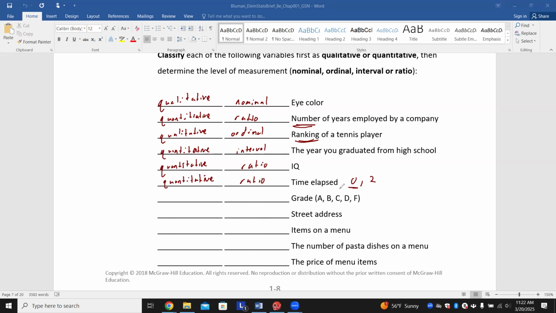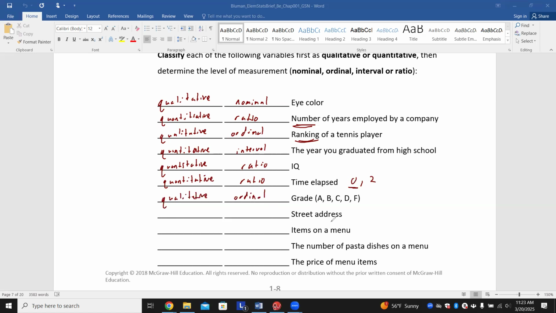Grades A, B, C, D, E, F. All right, these are letters, not really numbers. This tells me this is qualitative. And because there's a ranking to it, A, B, C, D, F, this tells me it is ordinal.